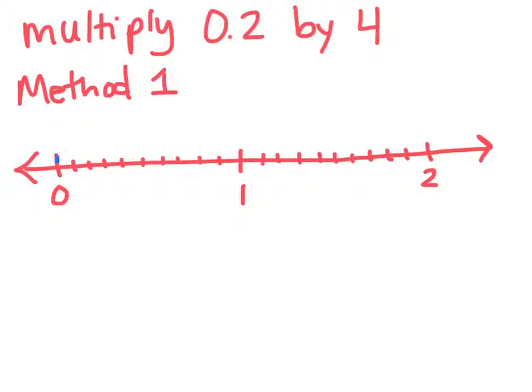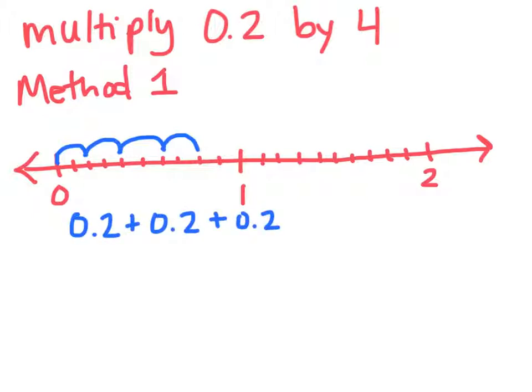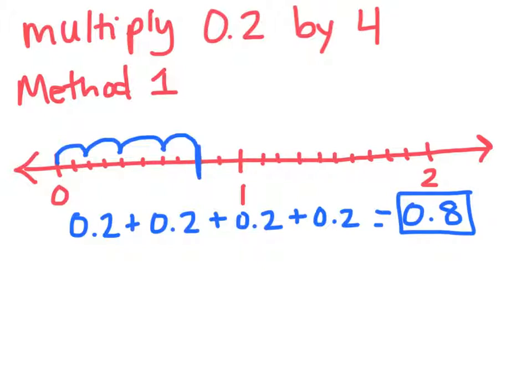Beginning at 0, we'll go to 2 tenths. We'll go another 2 tenths to 4 tenths. We'll go another 2 tenths to 6 tenths. And we'll make our last jump from 6 tenths to 8 tenths. Therefore, our answer is, if we take 0.2 plus 0.2 plus 0.2 plus 0.2, which is exactly what we're doing with our number line, our answer is 0.8, or 8 tenths. We can also see that just by reading it on the number line where we landed.